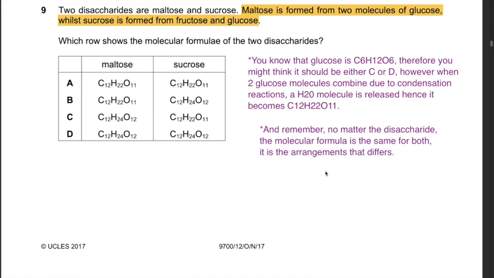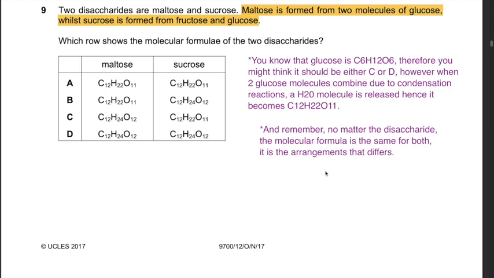However, do keep this point in mind. When two glucose molecules combine due to condensation reactions, a water molecule is released. Hence, it becomes C12H22O11. So, if two glucose molecules combine, that is C6H12O6 combines with another C6H12O6, it forms C12H24O12. And if you minus a water molecule from that, that is, you take away two hydrogens and one oxygen, that leaves you with C12H22O11. Therefore, the answer must be between A and B.